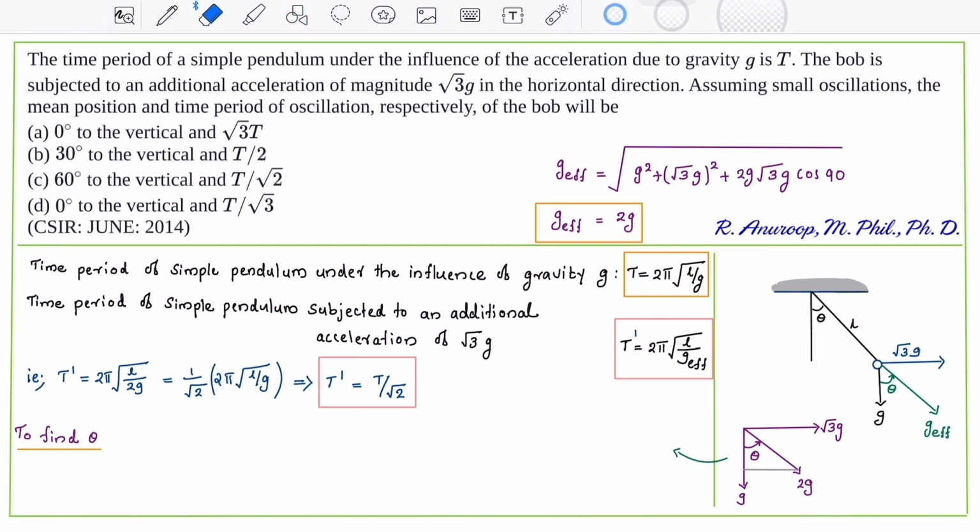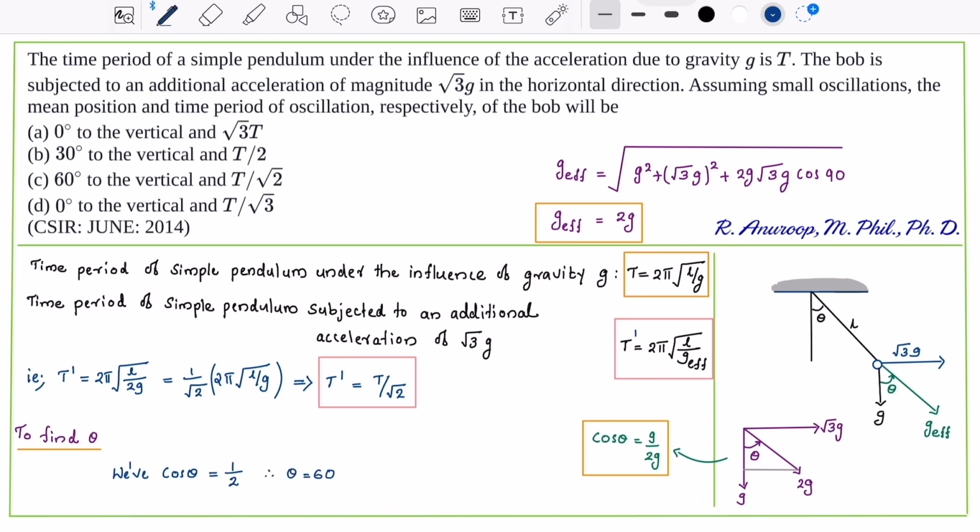From the triangle, we have cos theta is equal to g by 2g. Here theta is the angle made by the resultant vector to the vertical. That is, we have cos theta is equal to 1 by 2, or theta is equal to 60 degrees. Therefore, from the given options, option C is the right option.